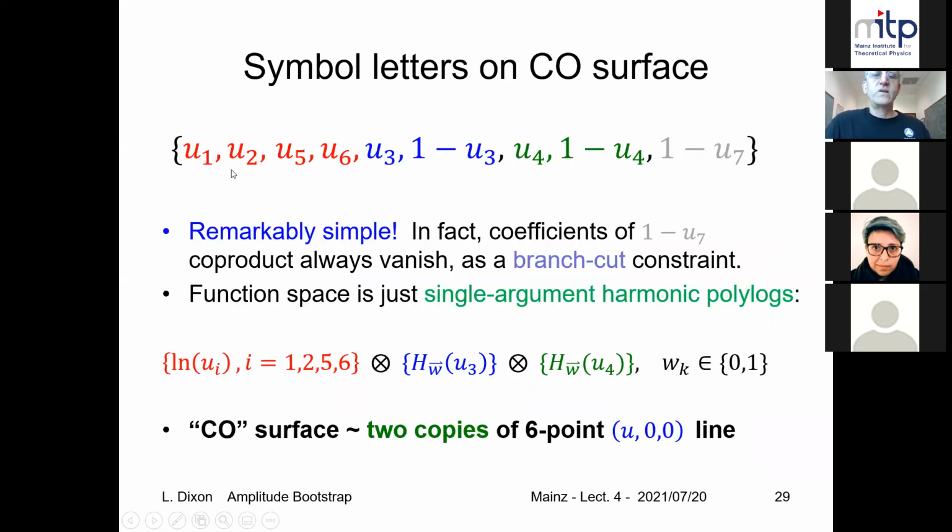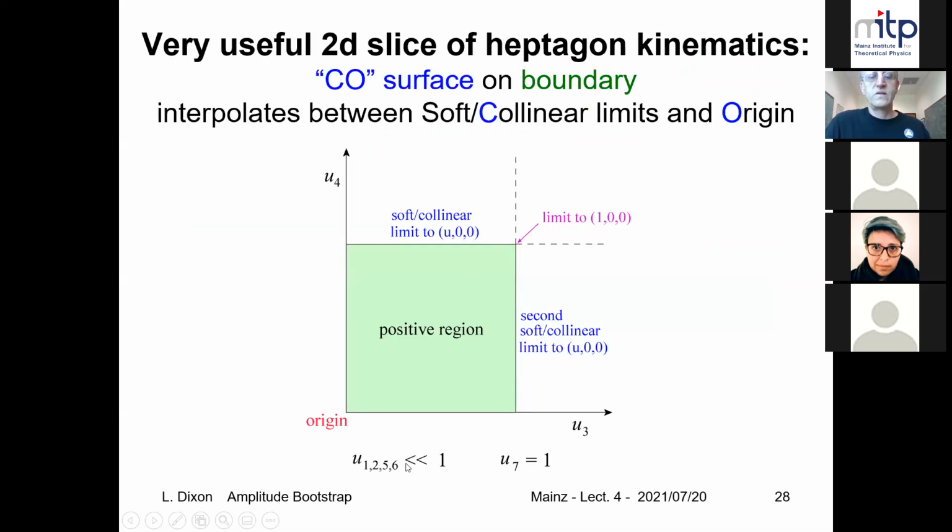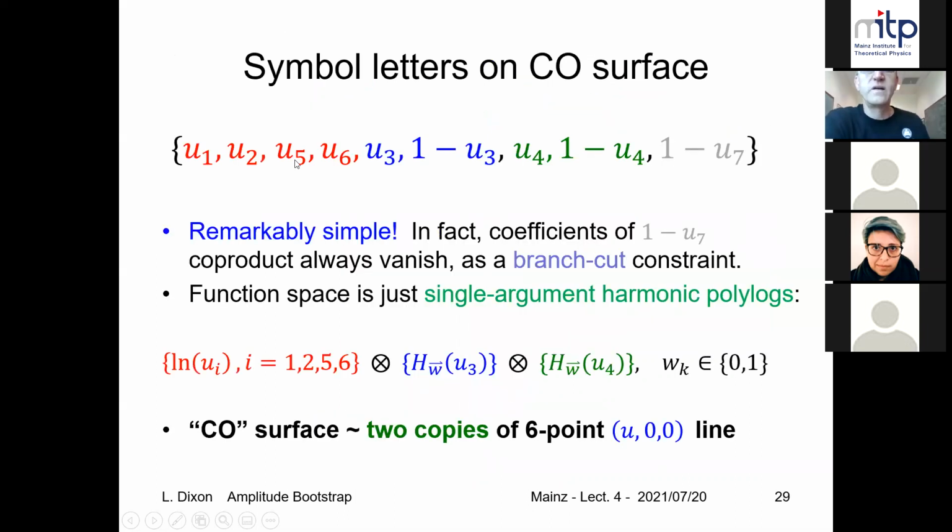Now you take all 42 of those letters and you take them into this surface, which is defined by having U3 and U4 generic, and these U's all very small, and U7 goes to 1. And when you do that, you find that the symbol letters, the 42 letters, collapse to something very simple. In particular, you recognize that this is HPLs with 0s and 1s in U3, and this is HPLs with 0s and 1s in U4. And then these guys are small, so you can only get logarithms there. So that's what this function space is.